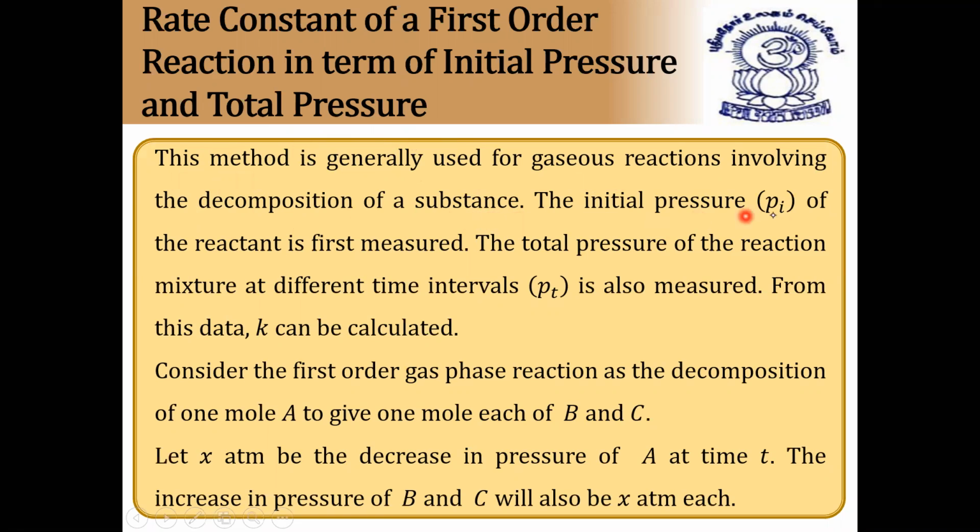So the initial pressure Pi of the reactant is first measured. The total pressure of the reaction mixture at different time intervals Pt is also measured. From this data, K can be calculated. What is K? Rate constant.